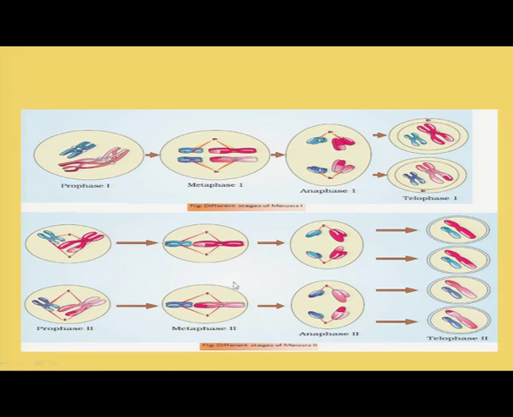Here you can see the diagram. This is prophase 1. Individual chromosomes, univalents with the 2 chromatids. This is metaphase 1. These individual chromosomes are arranged at the equatorial plate. Now, here you can see the separation, anaphase 1 and telophase 1.